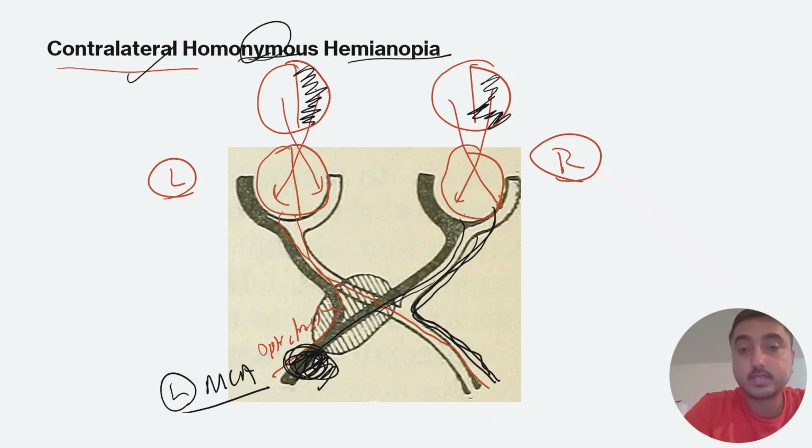Homonymous means on the same side, hemianopia means loss of half of the vision. So contralateral homonymous hemianopia means if you have a stroke on the left side, there will be loss of vision on the right side of the visual field. All right.